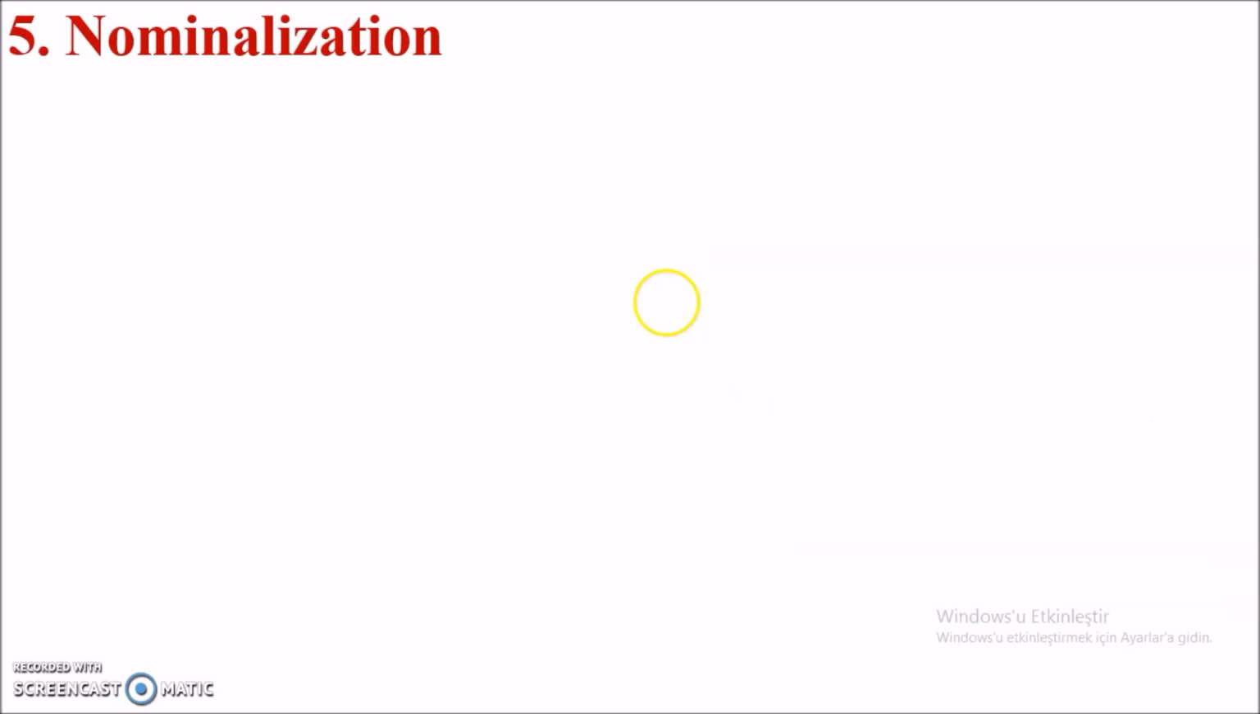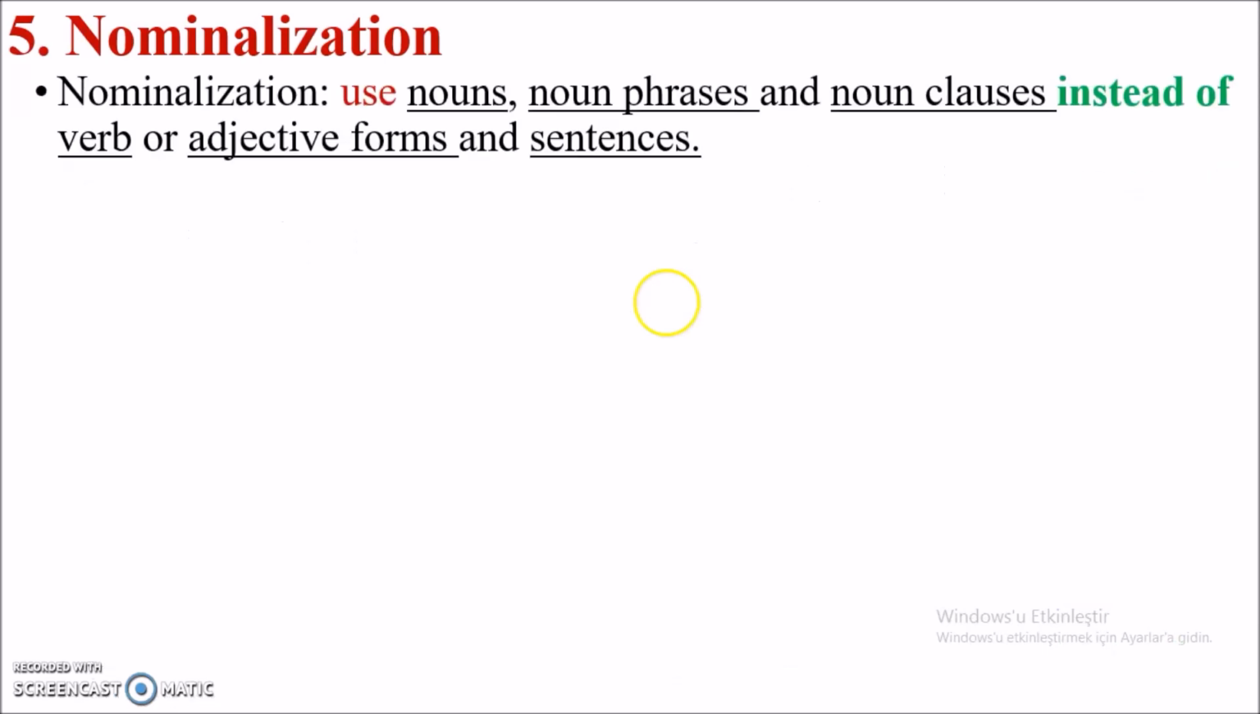Last one is nominalization. Nominalization is using noun phrases and noun clauses instead of verbs, adjectives, and sentences. So I am saying the same thing, but in different ways. Here, it says you should decide by tomorrow. Instead of decide, what are my alternatives? Here, I want you to think about collocations and how to give the same meaning differently.